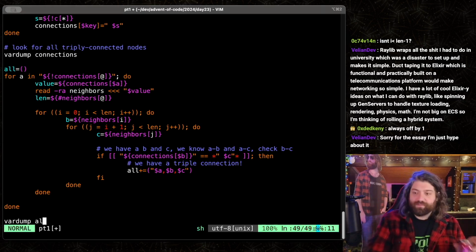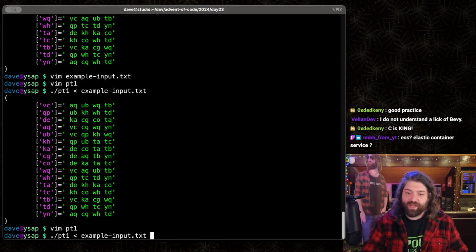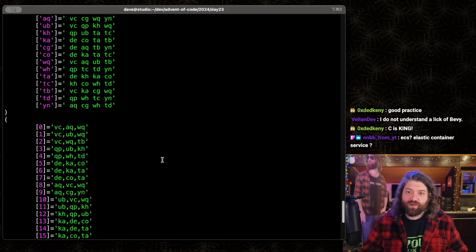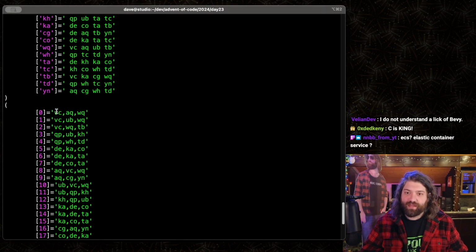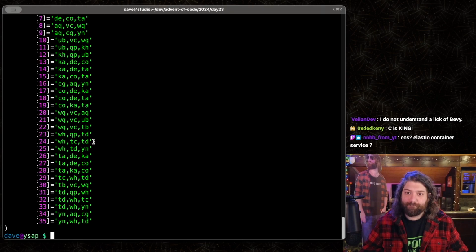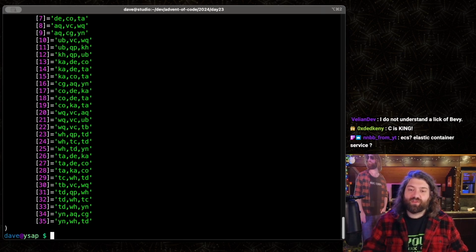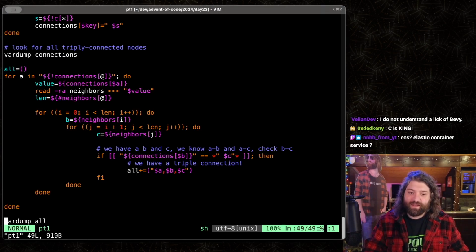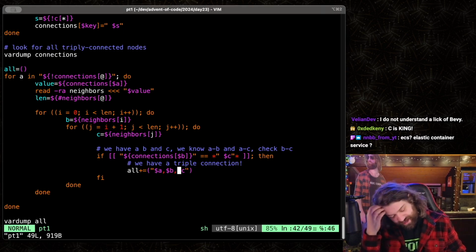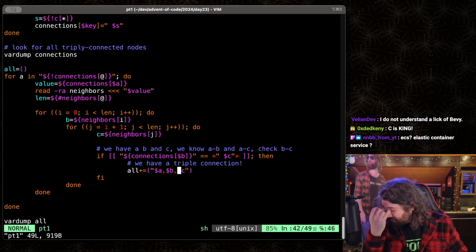Whew. Yeah, that's what we'll see. All right, let's go ahead and run this and see what we get. All right, so here are all the triple connections we see. VC, AQ, WQ, but I think what's going to happen is we'll also have AQ, VC, right? AQ, VC, WQ. Yeah. Okay. So now we have to normalize this list because of the ordering here. We could sort A, B, and C and force it to be that way.